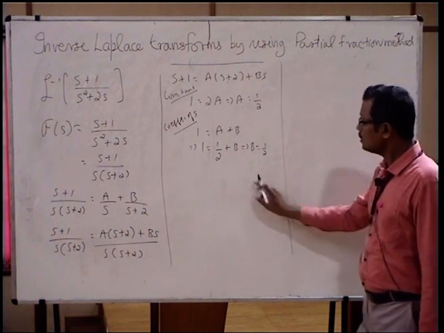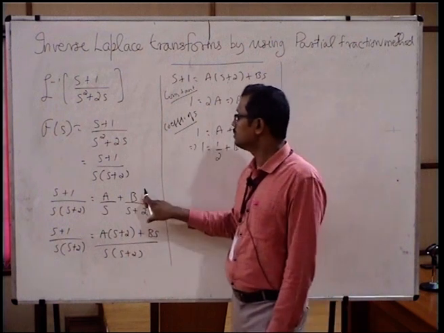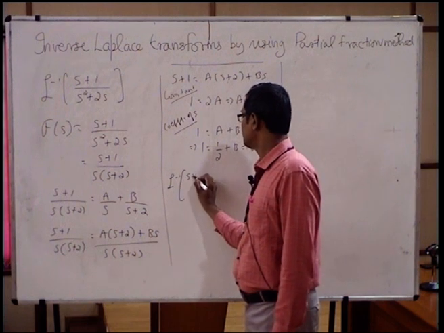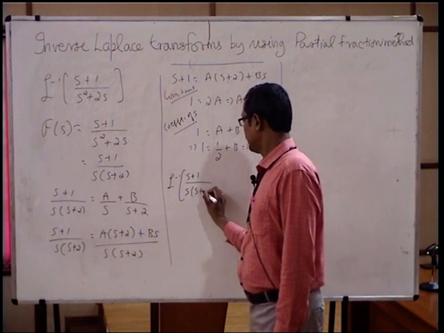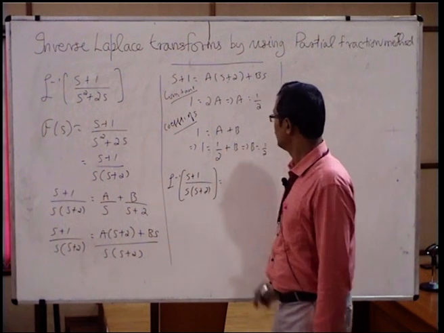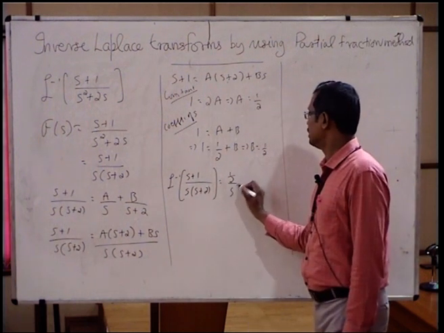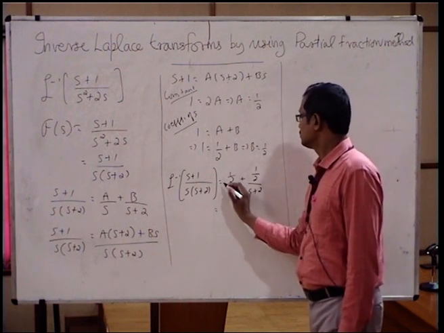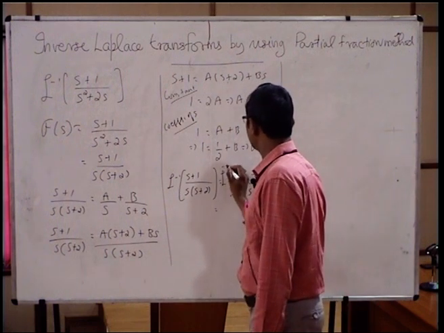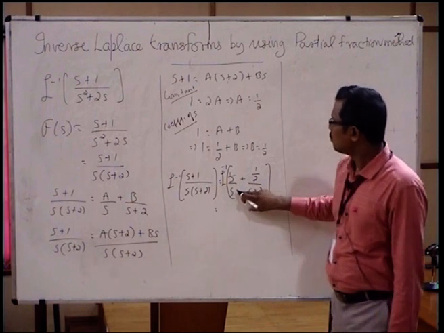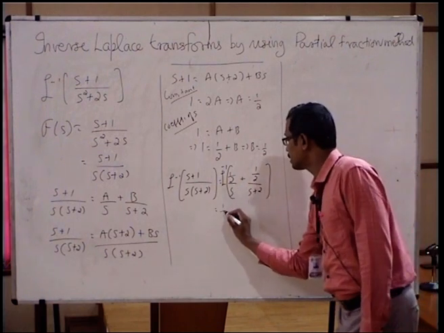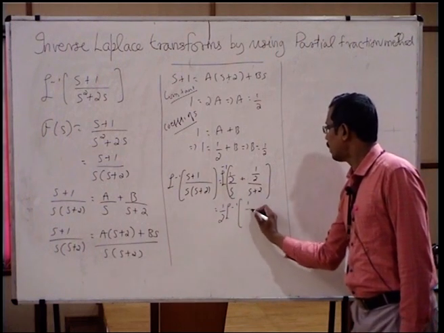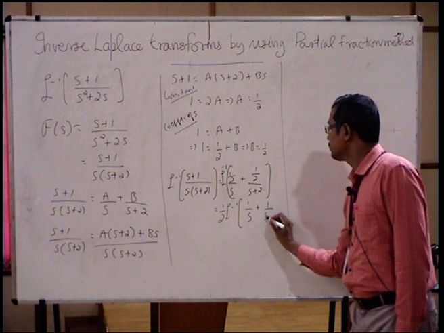Now, substitute values of a and b in this equation. So we get L inverse of (s plus 1) divided by s into (s plus 2) equal to (1 by 2) divided by s plus (1 by 2) by (s plus 2). Or if you take the inverse transform, 1 by 2 is constant, so take it outside the operator, it is 1 by 2 into L inverse of 1 by s plus 1 by (s plus 2).